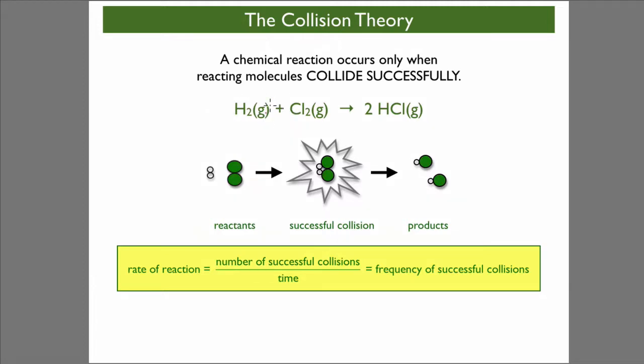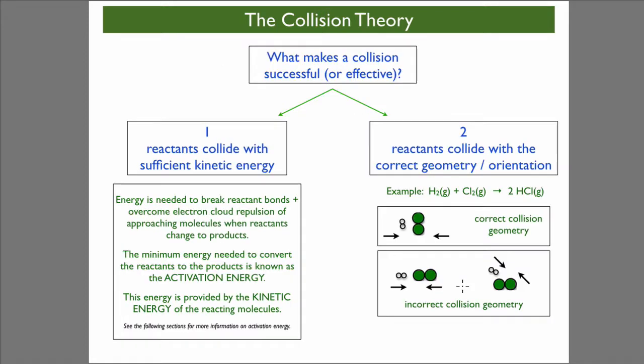For example, when you want to react hydrogen with chlorine to get hydrochloric acid, the hydrogen molecule and the chlorine molecule must collide in a certain way. So the reactants smash into each other. If it's a successful collision, the reaction takes place and you get the products. The rate of reaction is the number of successful collisions divided by time, or the frequency of successful collisions.